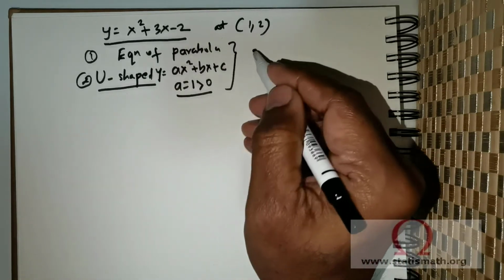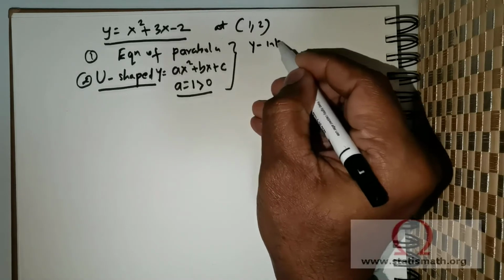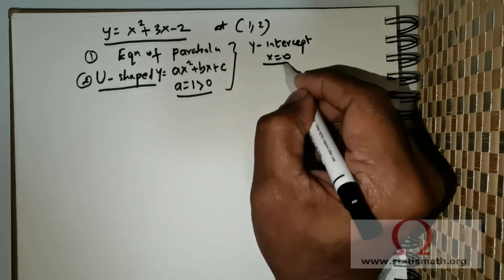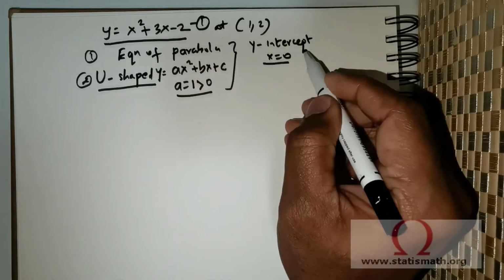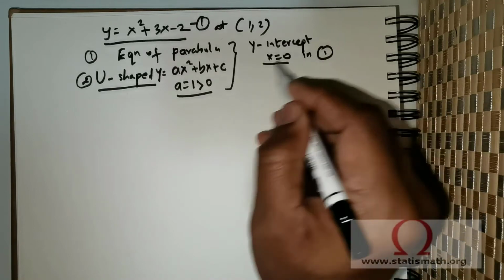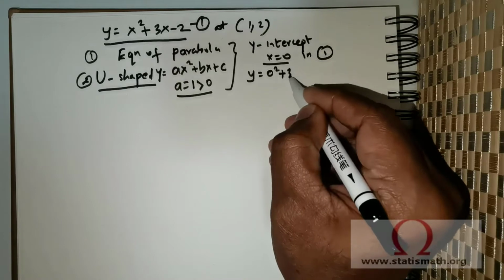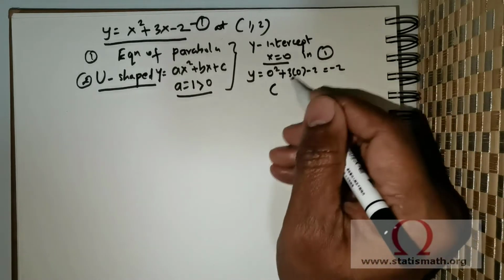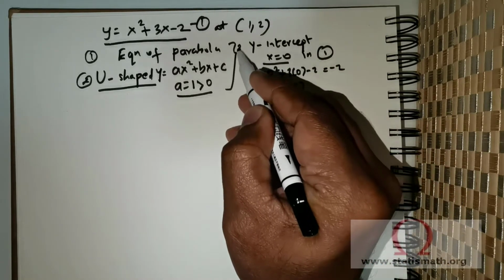For that, foremost, we need to find the y-intercept. To find the y-intercept, we put x = 0 into this equation. If I take this as equation 1, we put x = 0 in 1. When we do that, I get y = 0² + 3 × 0 − 2, which is equal to −2. So, the y-intercept is going to be (0, −2).